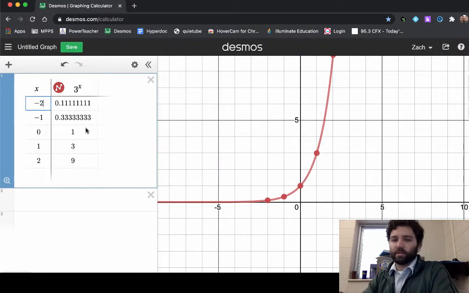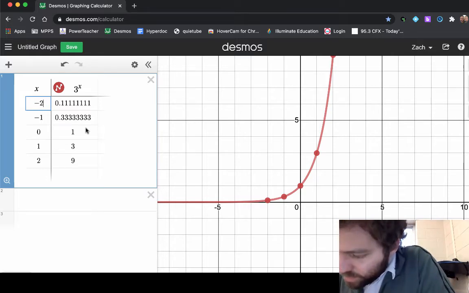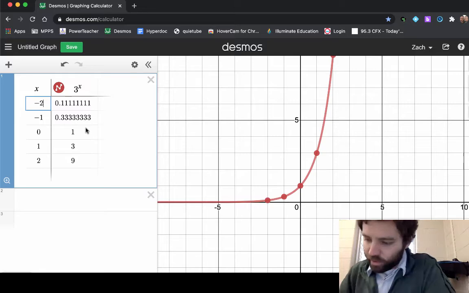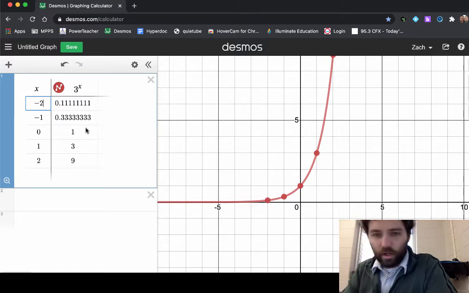I need to write them down. So we've got 0, 1. The graph did not copy that well. So we've got 0, 1, and then we have negative 1, 1/3. And really, if you get 2 points or even 3 points, if you can, that's really all you need. So we've got 1, 3, and then 2, 9, like this. And I'll show you how I draw this.